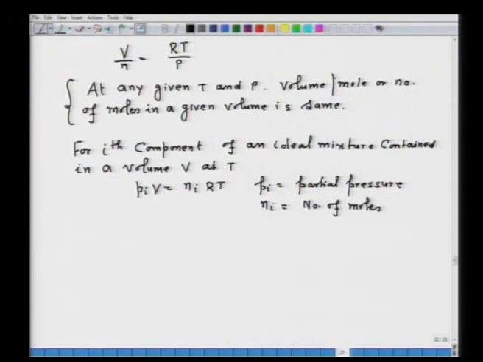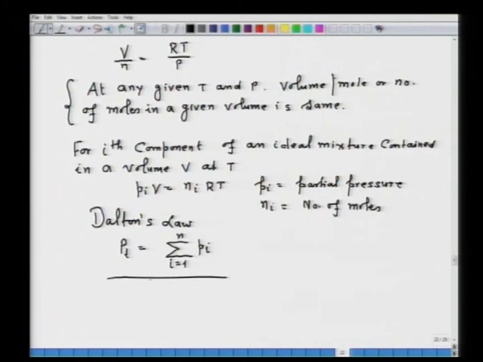So, ideal gases follow Dalton's law, and Dalton's law simply states that total pressure PT is equal to the sum of Pi from 1 to N. So, this Dalton's law is also very important in case of gases which are mixtures of several components.